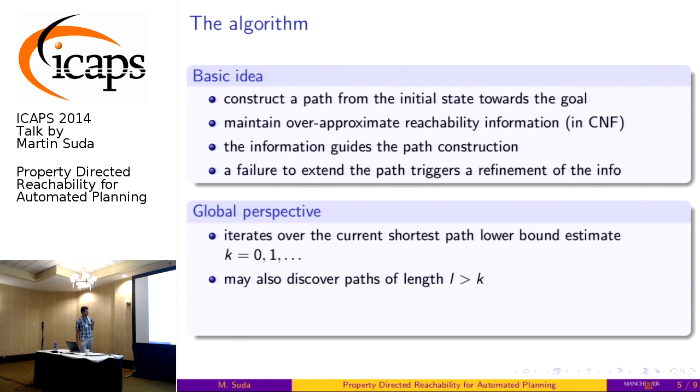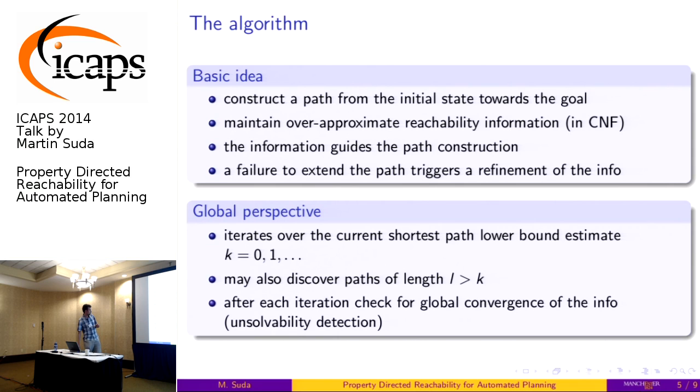The one cool feature is that it can discover paths or plans of length L, which is greater than the current estimate. So it can sometimes avoid proving that short plans don't exist while actually finding a long plan fast. And why is this also cool is that this is just a one-line change in the algorithm, and if you switch this off, you end up with optimal planning.